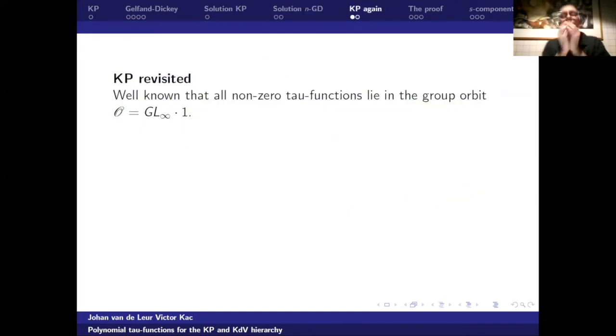So let me go back to this KP hierarchy and show why we know that these are all the tau functions, at least in that case. What is well known is that these tau functions form a group orbit under an infinite dimensional Lie group, GL infinity. You have infinite matrices with mostly ones on the diagonal, and they're all within a block around the diagonal, going to infinity in both directions. This group acts on one, and in this way you get all tau functions.